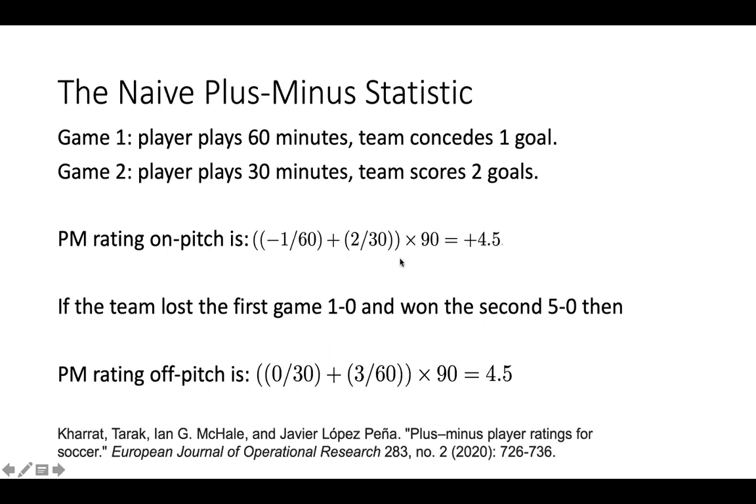You don't need to do the times 90, but it's nice to normalize it in points per minute, and you get plus 4.5. Now, if the team lost the first game 1-0 and won the second game 5-0, the PM rating when he is off the pitch is 0 for the 30 minutes he was off the pitch in the first match. We'll say the matches are 90 minutes long, so there's 30 minutes he wasn't on the match. The match result was 1-0, so there was 0 then. And then when he wasn't on the pitch for the first 60 minutes of the second match, the team scored 3 goals. 5 minus 2 is 3. And we times that by 90, and that's also plus 4.5.